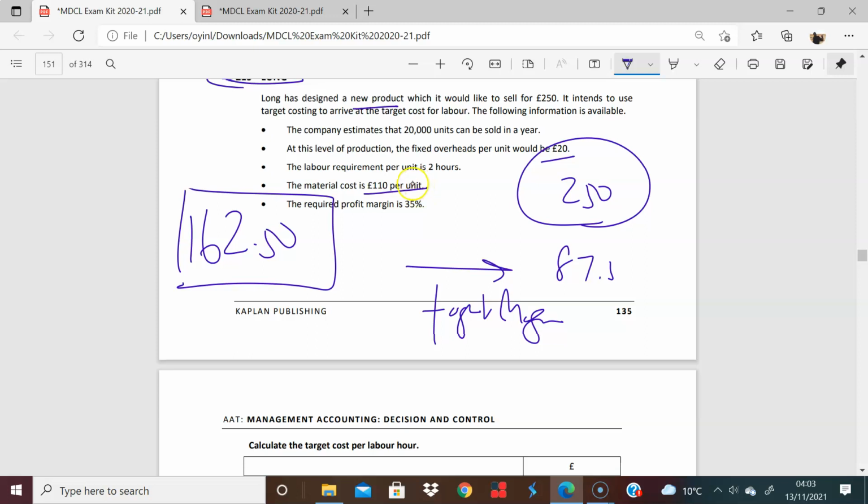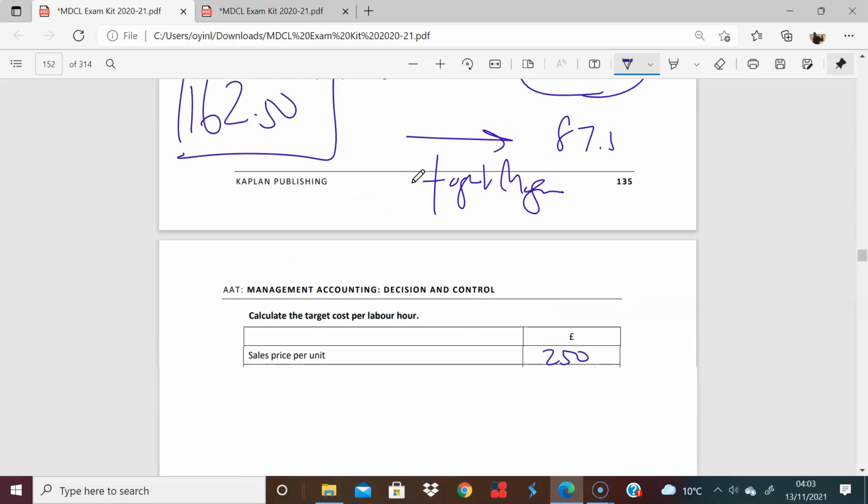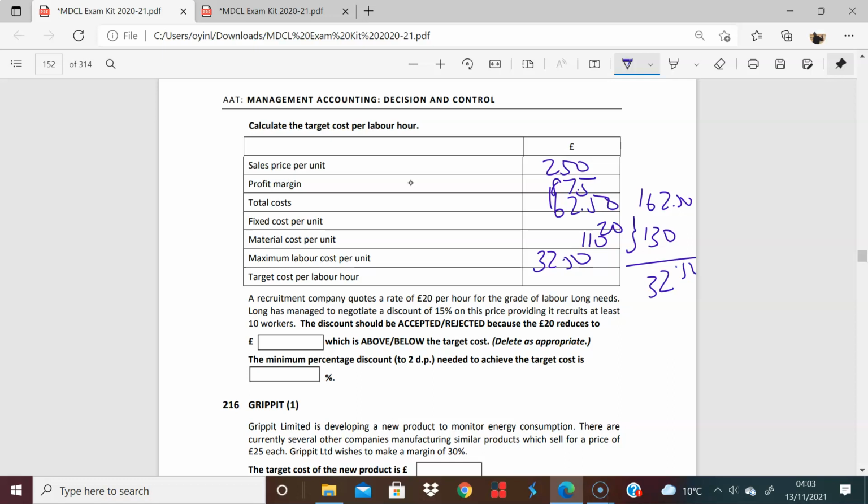Now it says the labor requirement is 2 hours. And so therefore, the best you can do is £32.50 divided by 2. This question is not so different. I don't know why I thought this would be that different from what we were doing. But actually, that's fine. That's good. £32.50 divided by 2, very similar to what we've been doing, is £16.25, right?